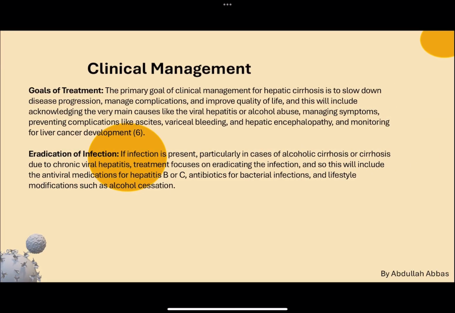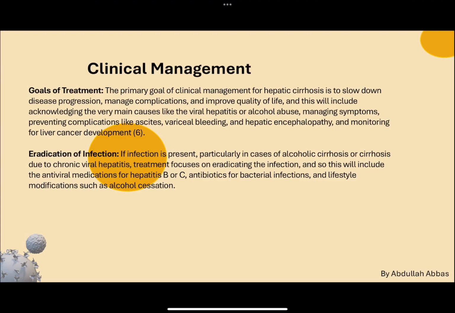For the clinical management of hepatitis C, I will discuss first of all the goals of treatment. The primary goal of clinical management for hepatitis C is to slow down disease progression, manage complications, and improve quality of life. This will include addressing the main cause like viral hepatitis or alcohol abuse, managing symptoms, preventing complications like ascites, variceal bleeding, and hepatic encephalopathy, and monitoring for liver cancer development.